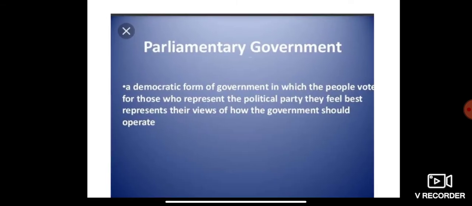So what is parliamentary democracy, or what is parliamentary government? See, the parliament is a representative body. It is elected on the basis of universal adult franchise, that is, the freedom to vote given to every individual who is 18 years and above. It is empowered to make or change a country's laws.